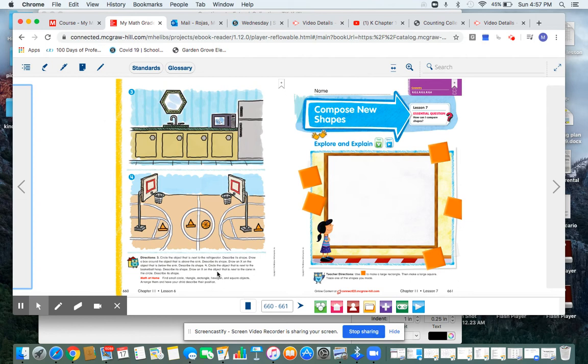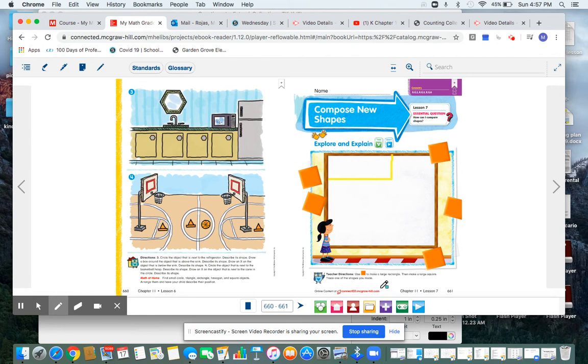Okay, so we're going to go ahead, and obviously we don't have these rectangles or squares. So what we're going to do is use our crayons or pencils or whatever you guys have, and we're going to make a large rectangle. I obviously don't have these squares, so I'm going to do my best, but I'm going to do a large rectangle. That is my rectangle. Remember, a rectangle is longer. It has 2 longer sides and then 2 shorter sides.